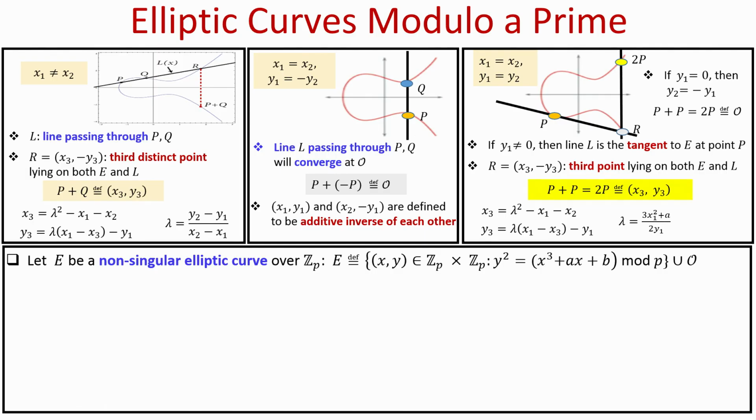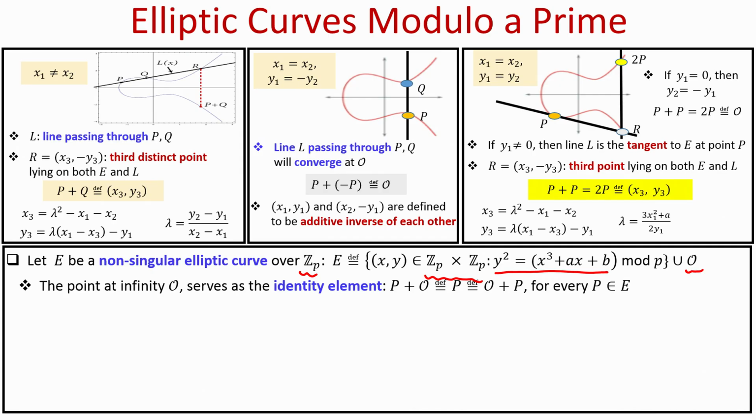So, here is how we define elliptic curves modulo a prime. Let E be a non-singular elliptic curve over the set Z_p. Basically what it means is we form an elliptic curve equation, namely y square is equal to x cube plus ax plus b modulo p, and we take all x comma y pairs from the set Z_p cross Z_p, namely all the elements of the form x comma y where x is in the range 0 to p minus 1 and y is also in the range 0 to p minus 1, which satisfy this equation. Along with those x comma y pairs we take the special imaginary point, namely the point at infinity.